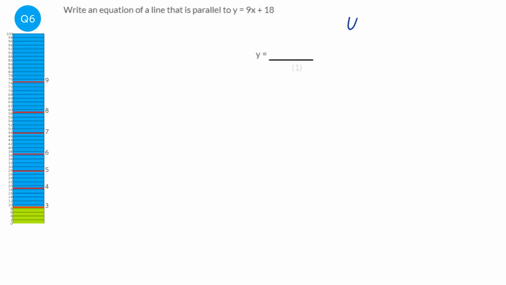The formula y equals mx plus c includes this m, and the m means the gradient. So if we're looking for something that is parallel to y equals 9x plus 18, we're looking at this number here. And for it to be parallel, it needs to have the same gradient. So we could just write y equals 9x plus or subtract anything, or we could just write y equals 9x. I'm going to say plus 5.